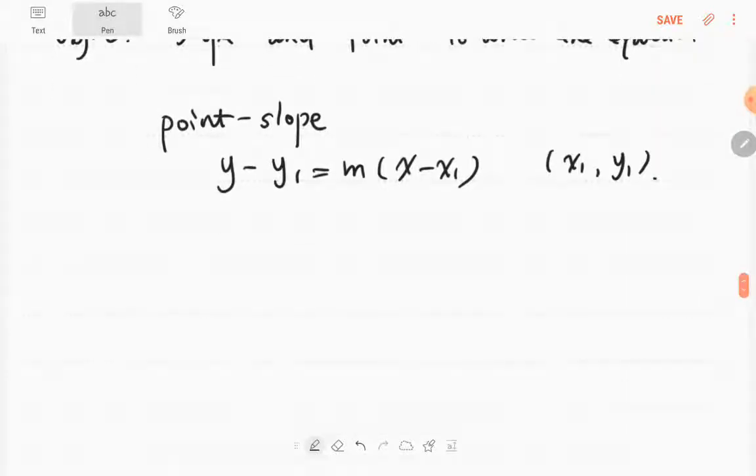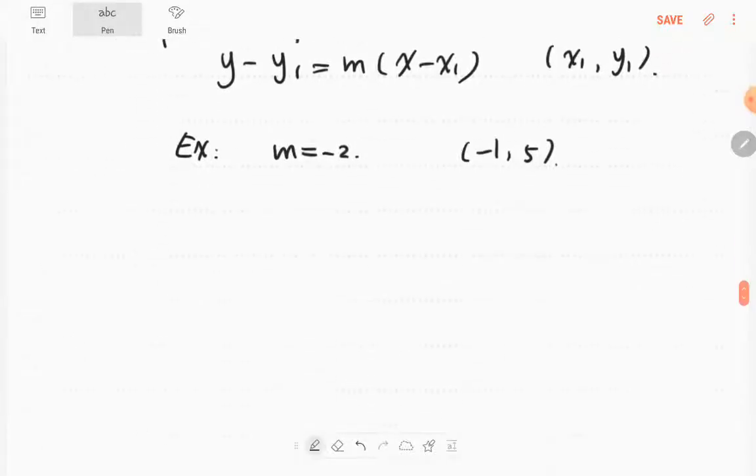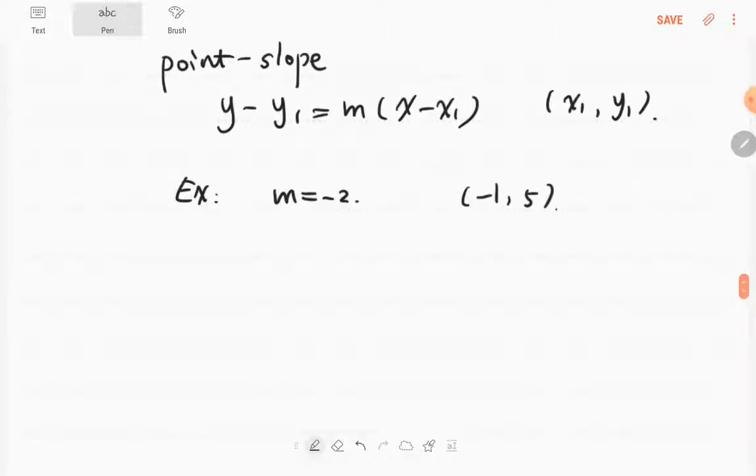Okay, let's check the example. If we have slope and one random point, how can we find the equation? So this time we know slope is equal to -2, and the random point is (-1, 5). So it's not the intercept. If it's y-intercept, then the x should be 0. Here the x value is -1, so it's not 0, it's not y-intercept, it's a random point. Which means we should use the point-slope form to help us, right?